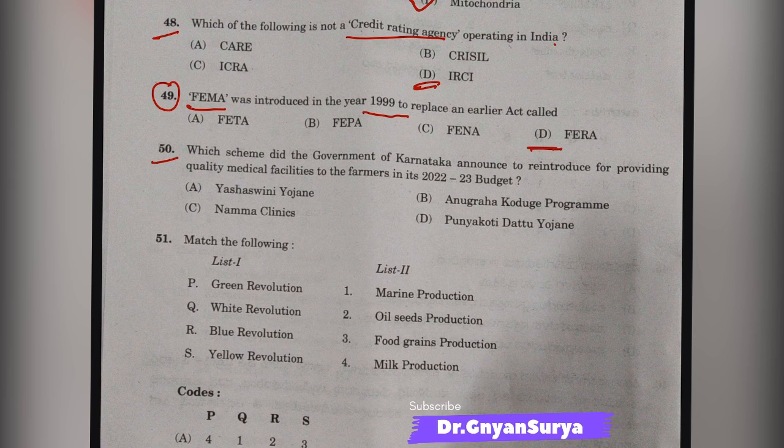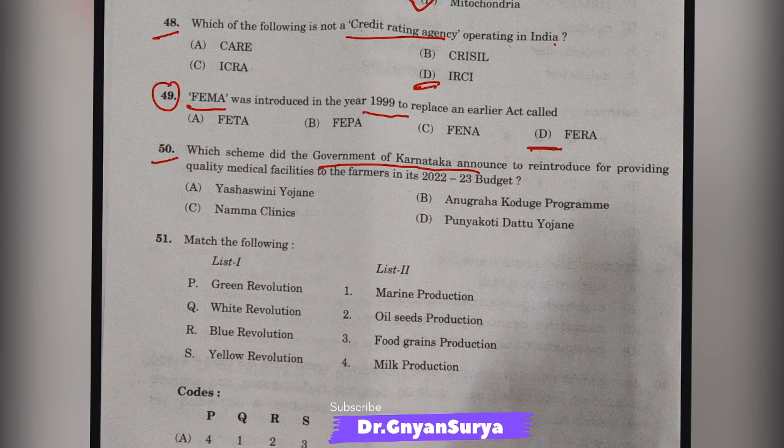For the 50th question, which scheme did the government of Karnataka announce to reintroduce for providing quality medical facilities to farmers in its 2022-2023 budget? They have asked a question from the government of Karnataka. So option A is correct, that is Yashaswini Yojane.